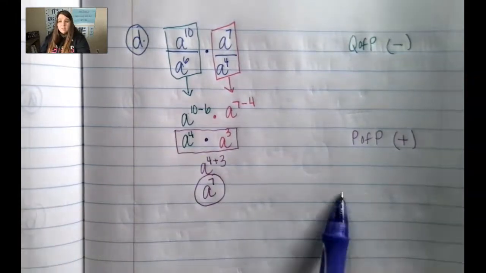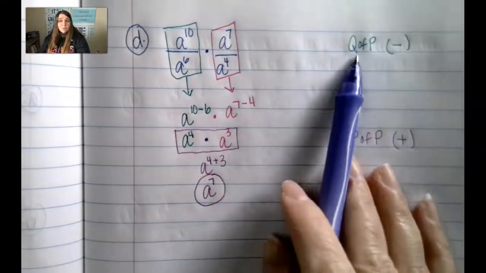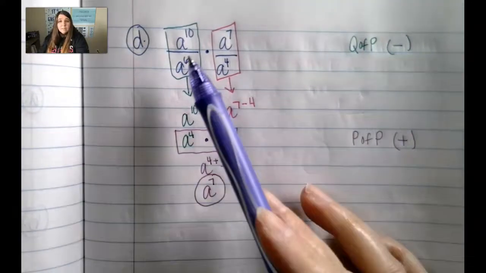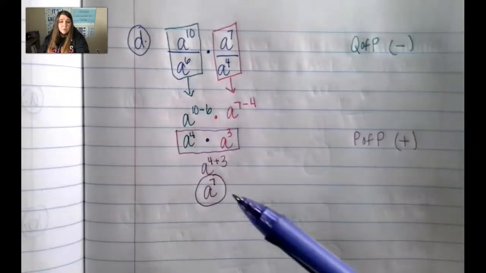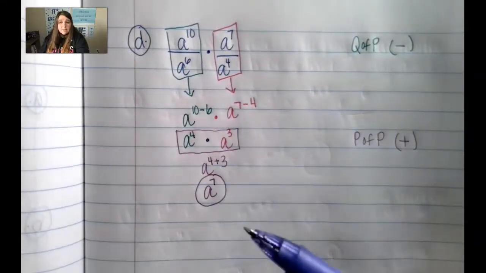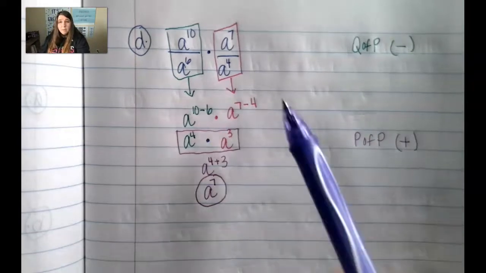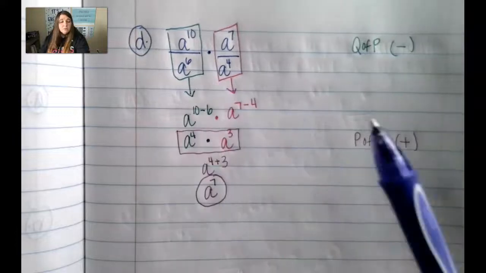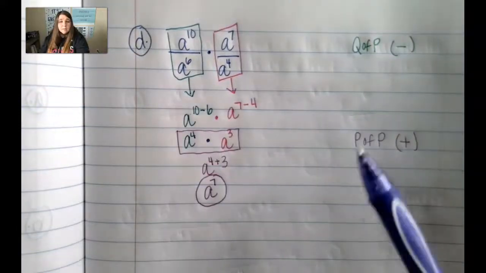You have done all of these properties. You've done the product of powers property, and you've done the quotient of powers property. All you're doing now is simplifying and combining those two properties together. So it looks like a lot of steps, but you just need to go slow and steady and think about the things that you know and apply those things.